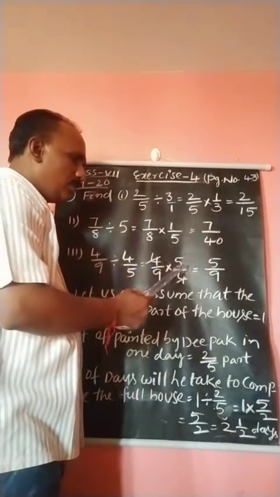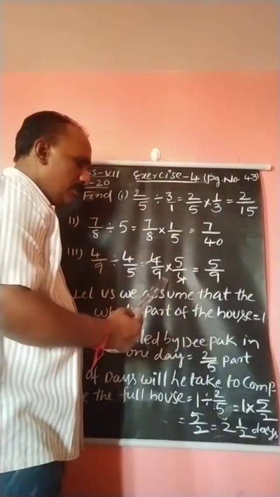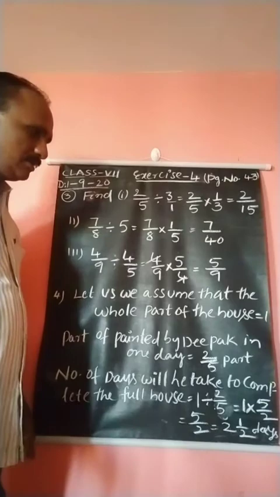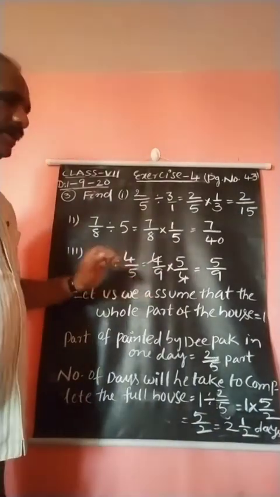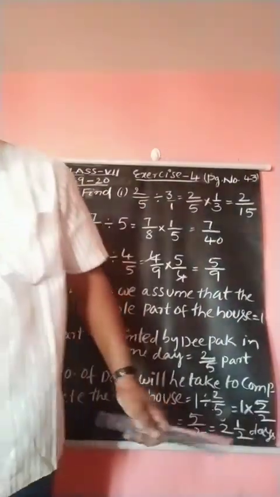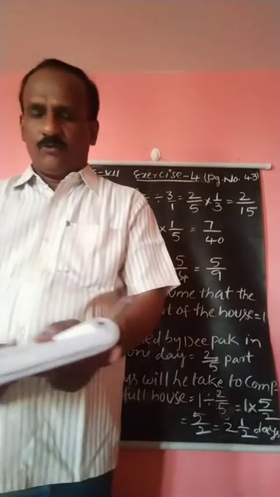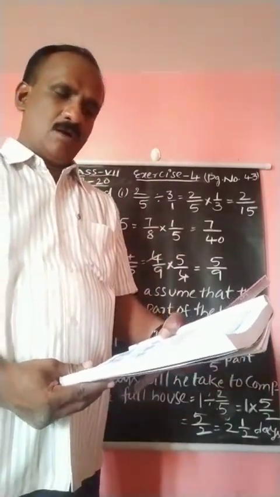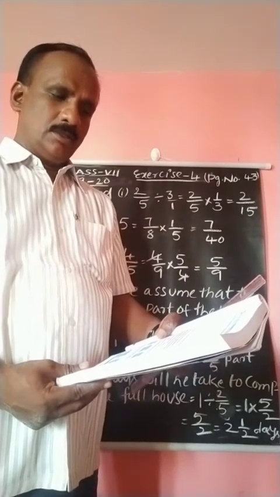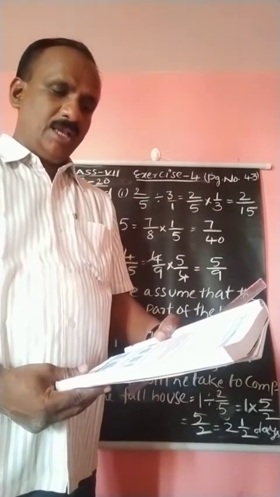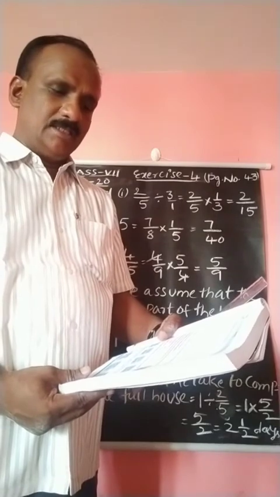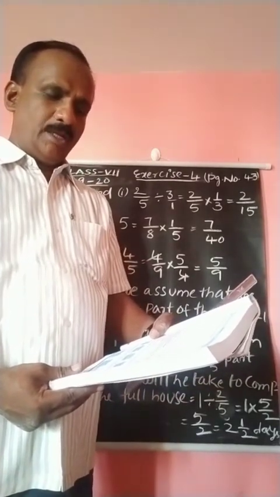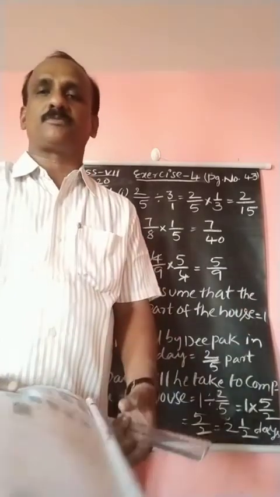Then what is the numerator part remaining here? 5. What is the denominator remaining part here? 9. 5 by 9. Like this. This is the third Roman. And fourth Roman, children. Fourth problem, what is given there? The fourth problem is: Deepak can paint 2 by 5th of the house in one day. If he continues working at this rate, how many days will he take to paint the whole house?